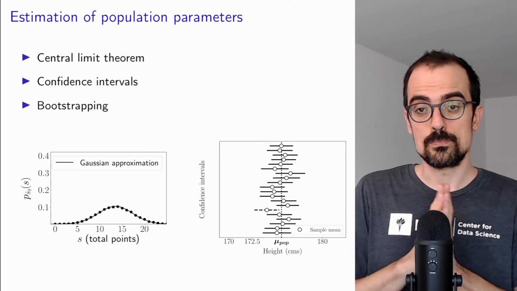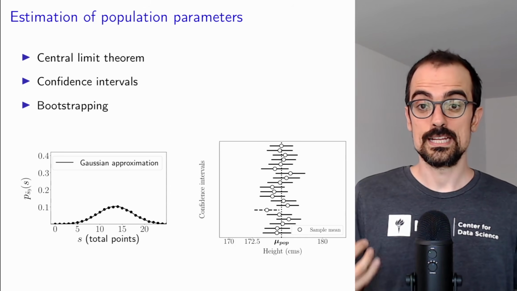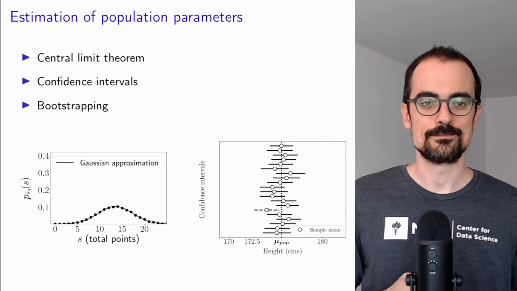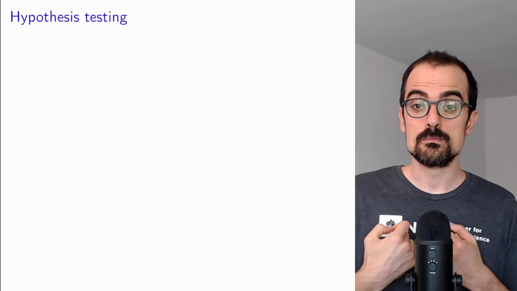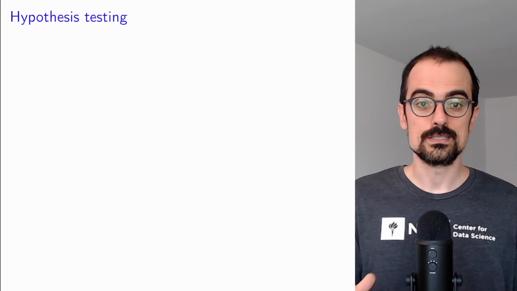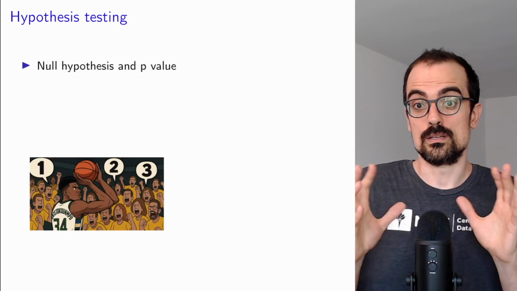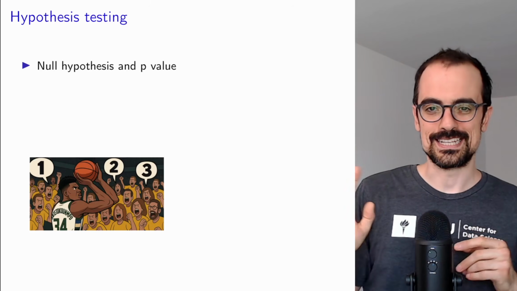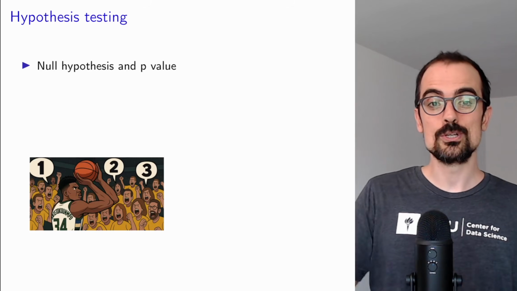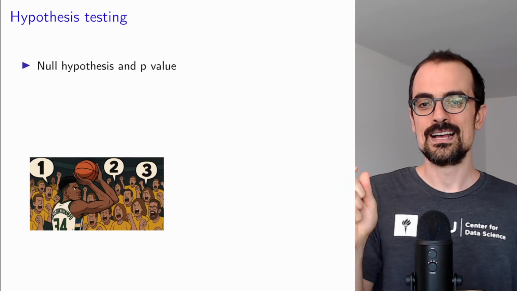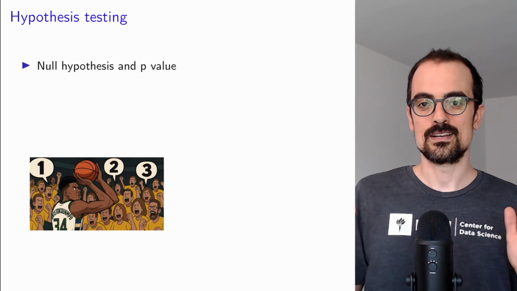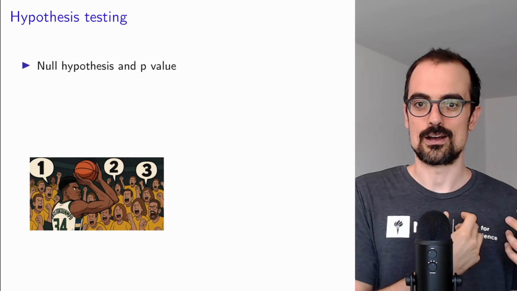An alternative to compute confidence intervals is bootstrapping, which is a computational approach that is based on resampling the available data. Hypothesis testing enables us to evaluate scientific hypotheses based on available data. Basically, the way this works is we take a devil's advocate approach where we say, I don't think anything interesting is happening. That's called the null hypothesis. And then we use the p-value to quantify how likely it is for this null hypothesis to hold. And if that probability is very low, then this is evidence in favor of our original hypothesis.